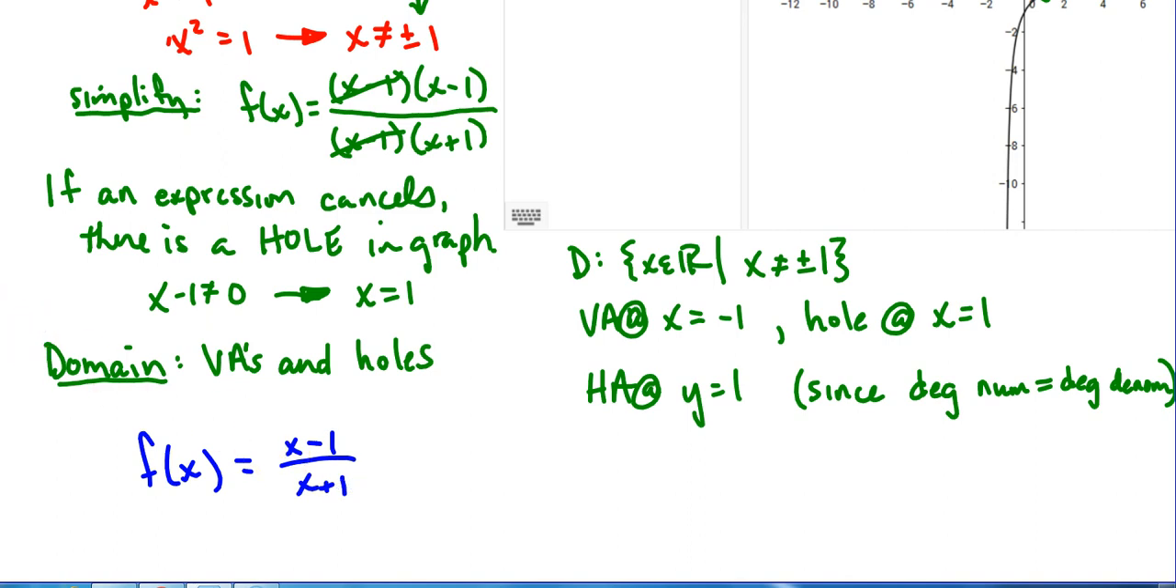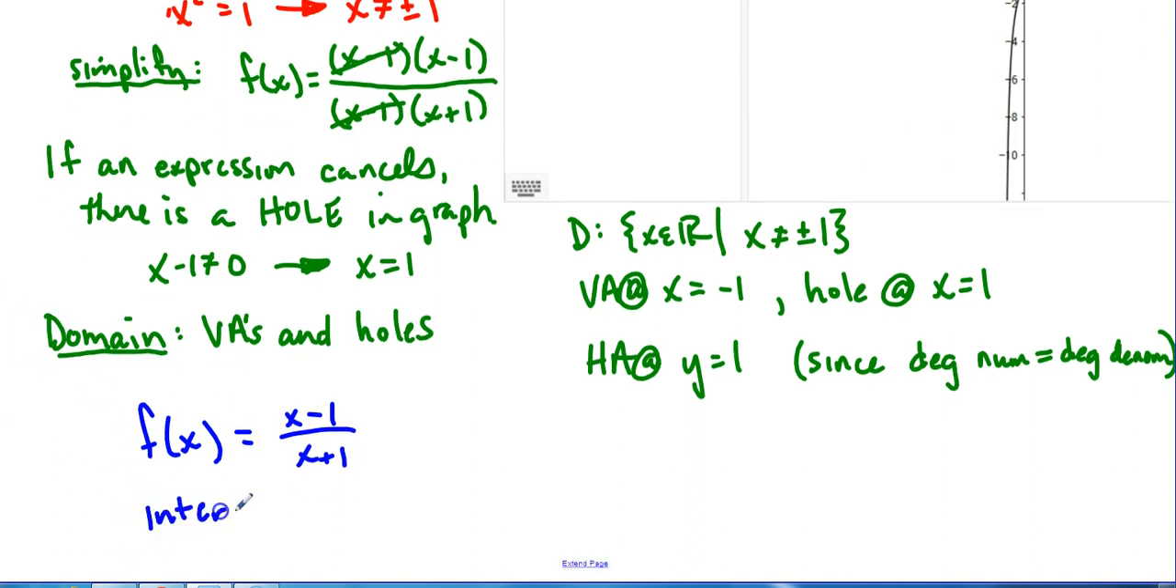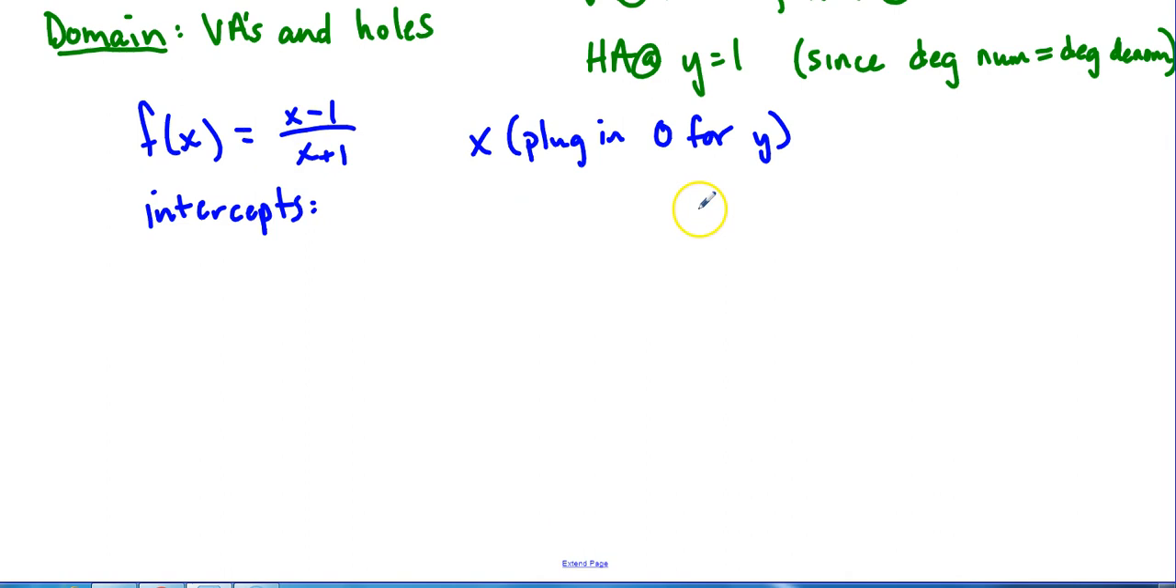And if I want to find my intercepts, and hopefully we're all pretty adept at this by now, to find the x-intercepts, plug in 0 for y. And when I do that, it gives me something that looks like this. 0 equals x minus 1 over x plus 1. So how do I solve this? Well, I can multiply both sides by x plus 1. And in fact, this is what we're going to do every single time. And what that leaves you with is just the numerator, x minus 1, equal to 0.